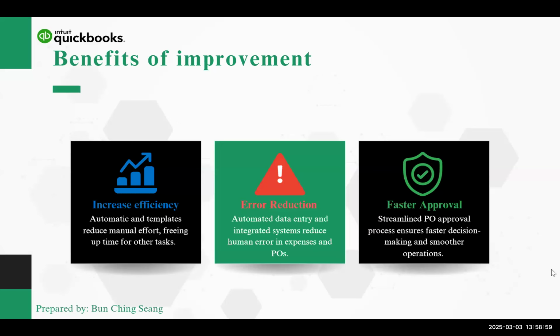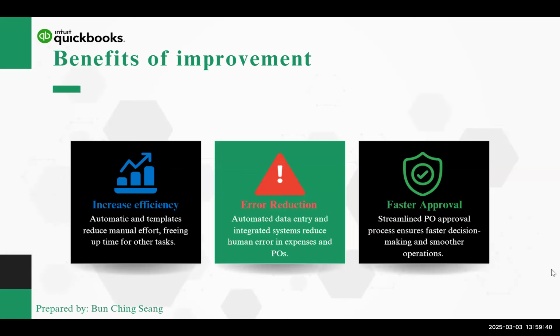Let's move to error reduction. For error reduction, we have three or four points. The first one is automated data entry, which reduces human mistakes in financial records by importing transactions directly from the bank's account. The second is integrated systems, syncing data between different financial modules, for example payroll, invoicing, and tax calculation, to prevent discrepancies. And the third point is real-time data validation.